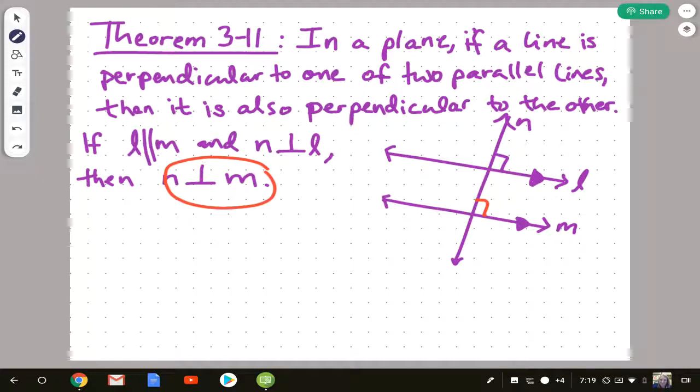Think about how we might prove that. If we know those lines are parallel, then we know corresponding angles have to be congruent, which makes the one I marked in red have to be 90 just like the other was. And so that means that N is also perpendicular to M. So that's just thinking through it as kind of an idea of how we would prove it.